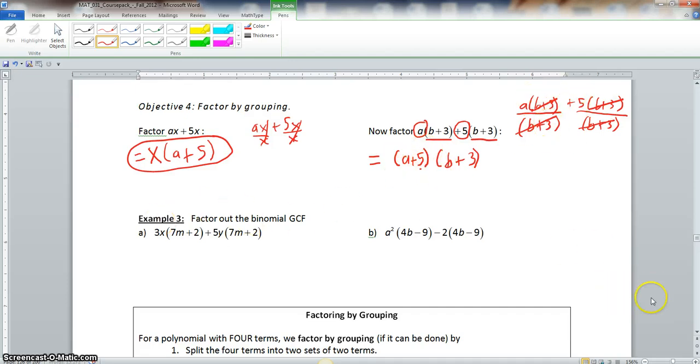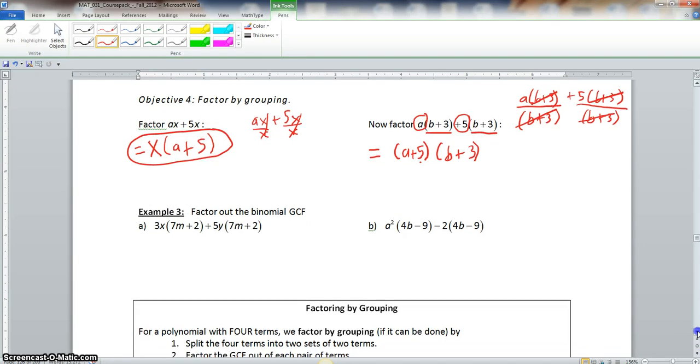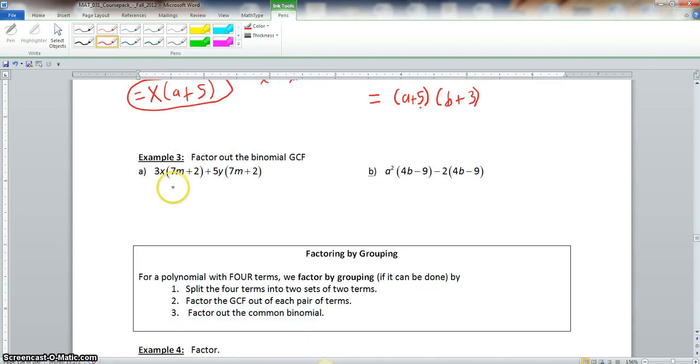Now we come down here to example 3a. Now, the first thing we notice, this is our first term, this is our second term. Both terms have 7m plus 2 in common, so we bring down a 7m plus 2. Now, everything that's left on the outside, we can write in its own parenthesis. We add 3x plus 5y, and we're done.